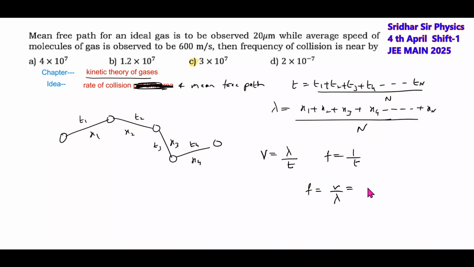What is the average speed? 620 into 10 to the power of minus 6. This will be 3 into 10 to the power of 7 per second. These many collisions will take place. So a little bit, this is the concept, a general idea.